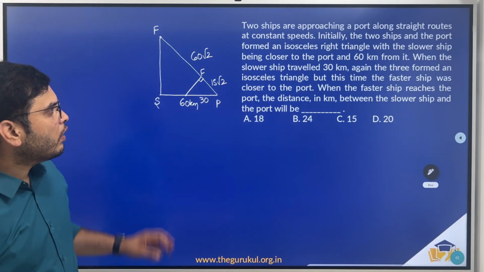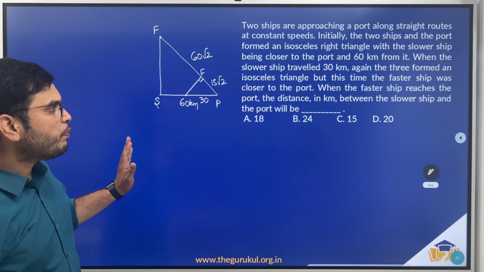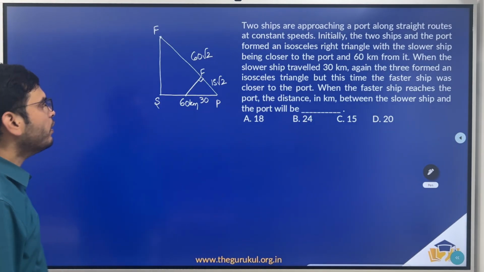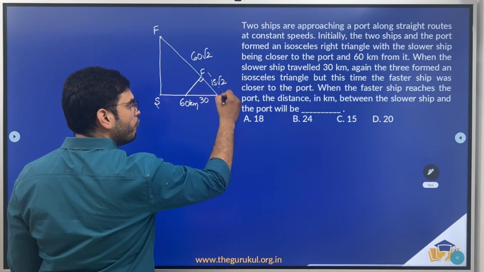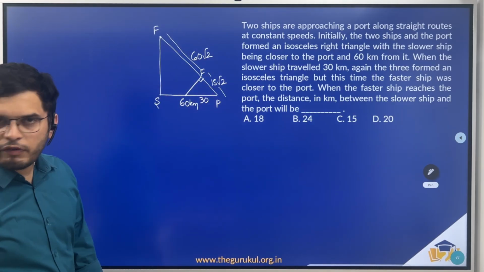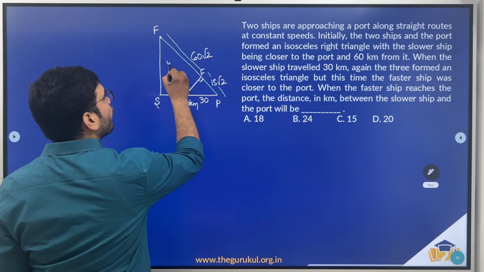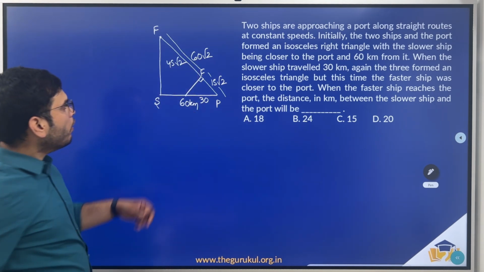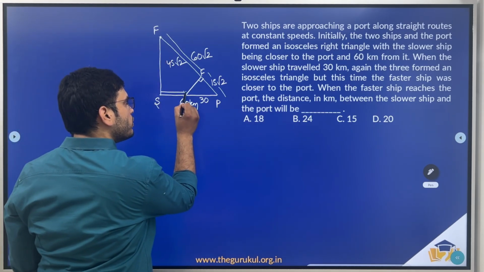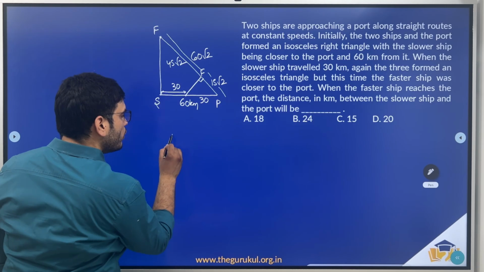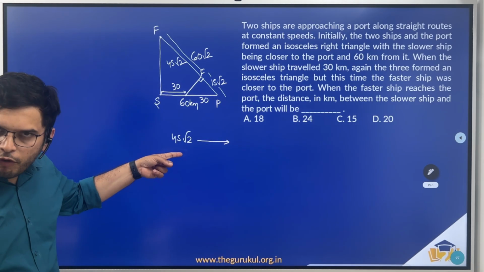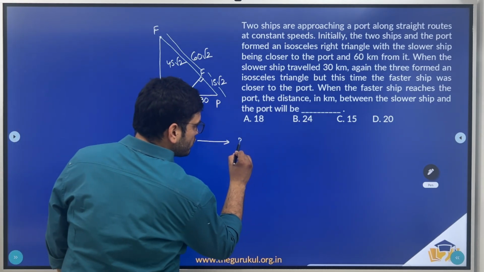Then what? Now when the faster ship reaches the port, what would be the distance in kilometers between the slower ship and the port? If this distance is 15 root 2, what is the distance traveled by the faster ship? 60 root 2 minus 15 root 2, which is nothing but 45 root 2. Now in the time that the faster ship traveled 45 root 2, what is the distance traveled by the slower ship? 30.